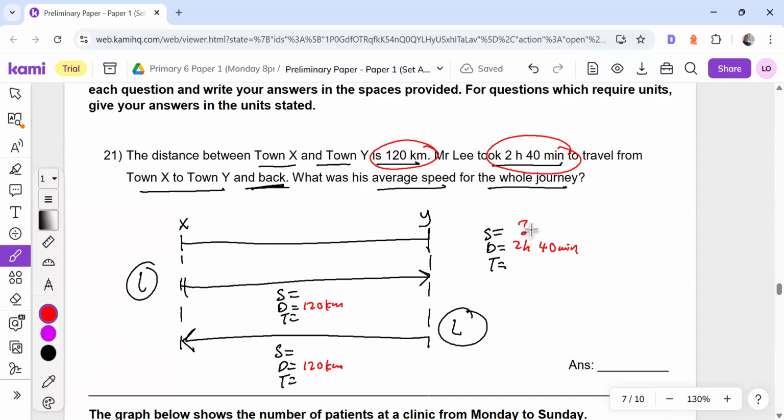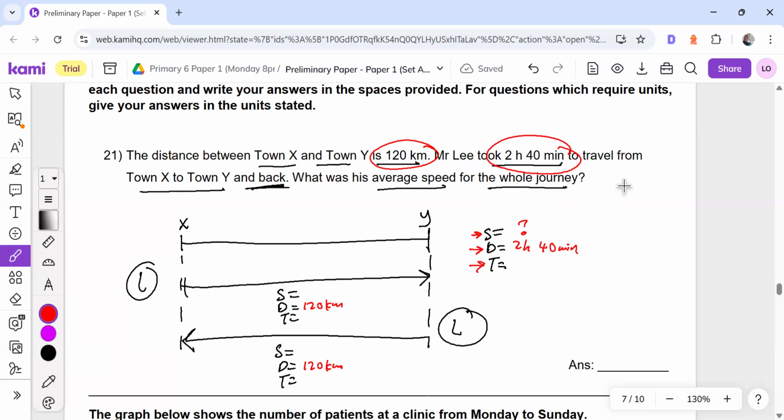What's the average speed for the whole journey? Question mark, which is the boss family. What do you mean by the boss family? It means the speed for the entire journey, total distance, total time. Okay, that is the boss. So the speed refers to the speed for everything. The distance refers to going there and coming back, which is everything. The time also everything.